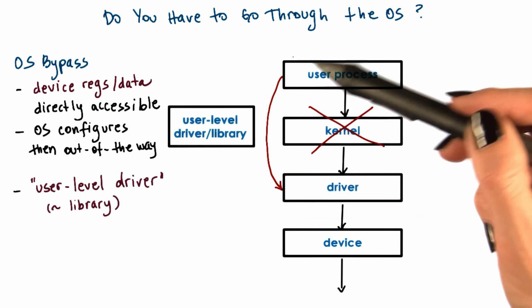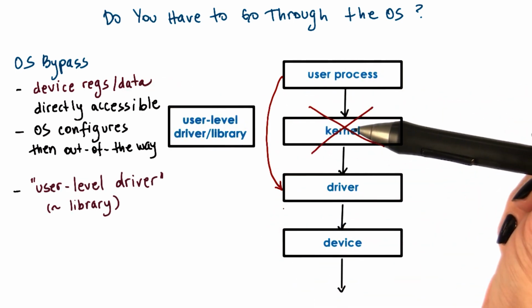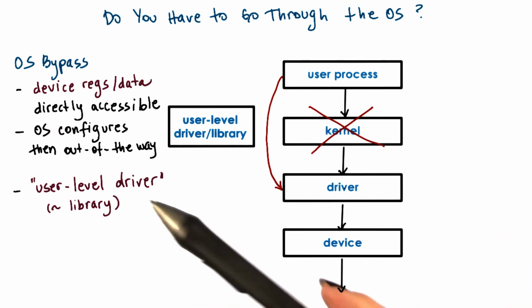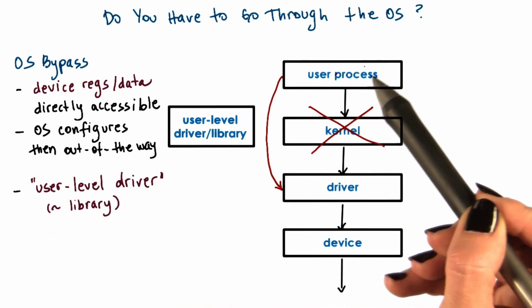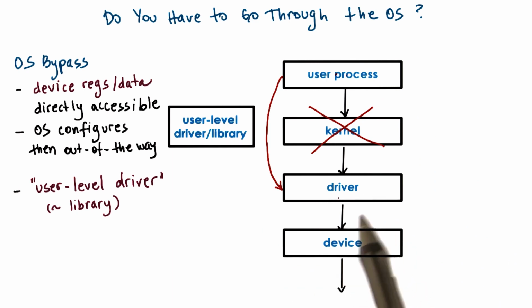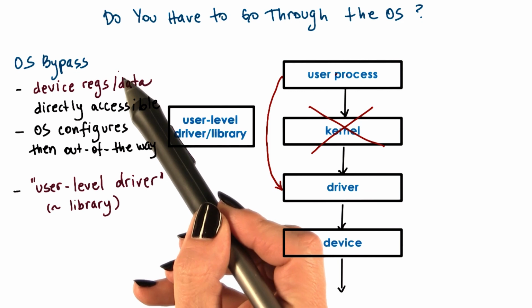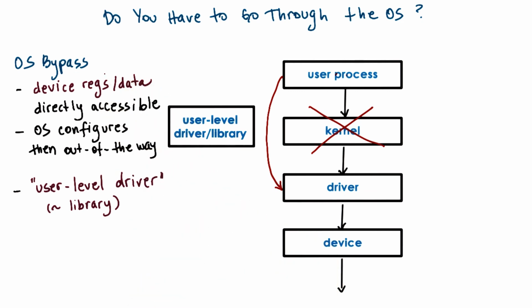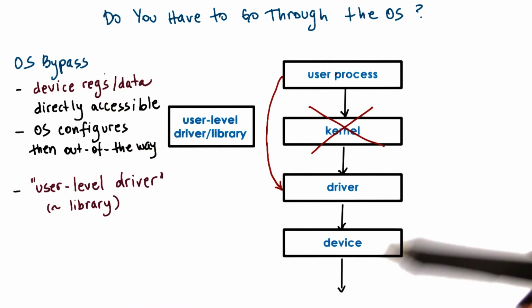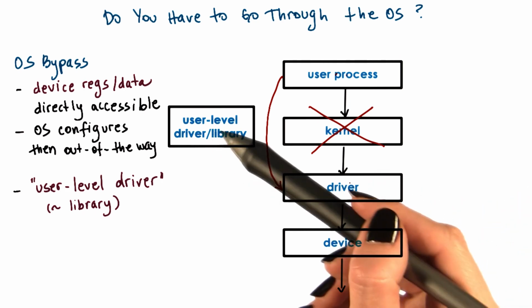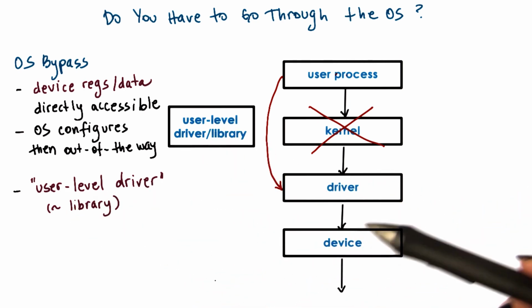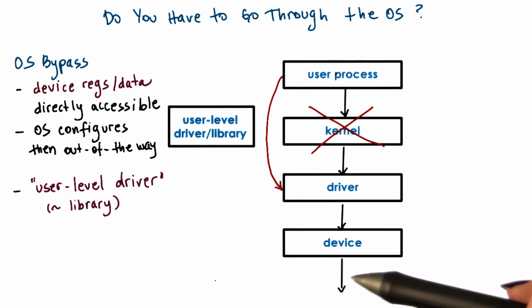Since we don't want the user process to go into the operating system, this driver has to be some user-level driver. It's like a library that the user process has to be linked with in order to perform the device-specific operations regarding the access to registers or device configurations that are typically performed by the kernel-level drivers. Like the kernel-level drivers, this code, these user-level drivers, will typically be provided by the actual manufacturers of the devices.